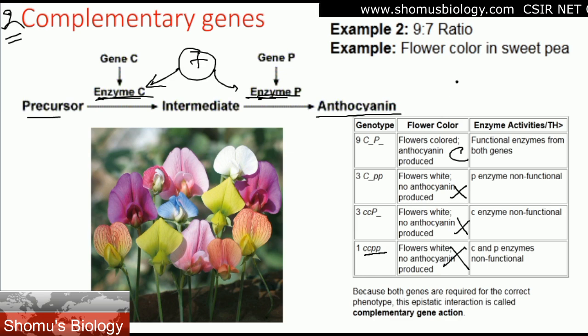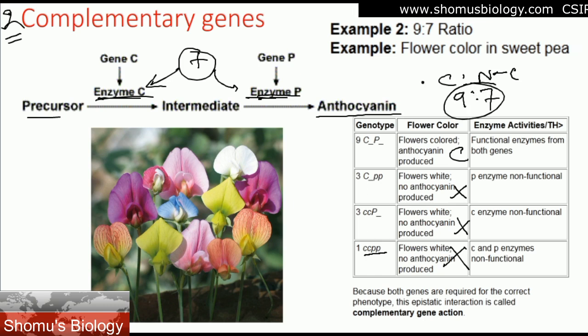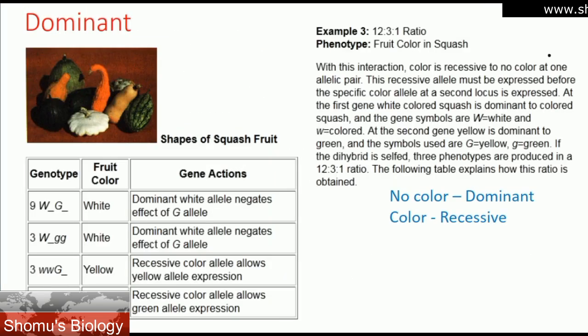So what will be the ratio of color to no color compound? 9 is to 3 plus 3 plus 1, 7, so 9 is to 7. So flower color in sweet pea, where it involves the production of anthocyanin, is known as a complementary gene effect. And this complementary gene production is caused utilizing the precursor, right? Why are we calling these genes complementary genes? Because in this case, gene C and gene P are complementing the effect of one another for a particular phenotype to occur.